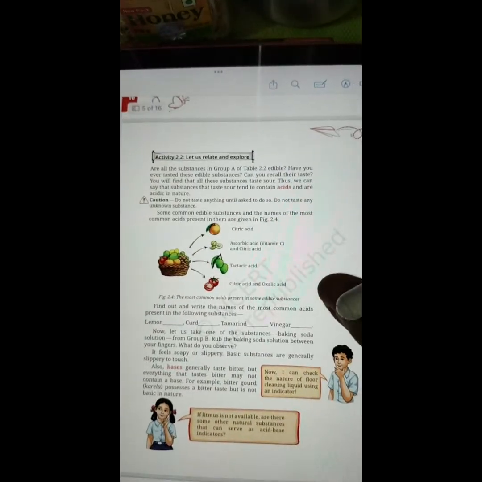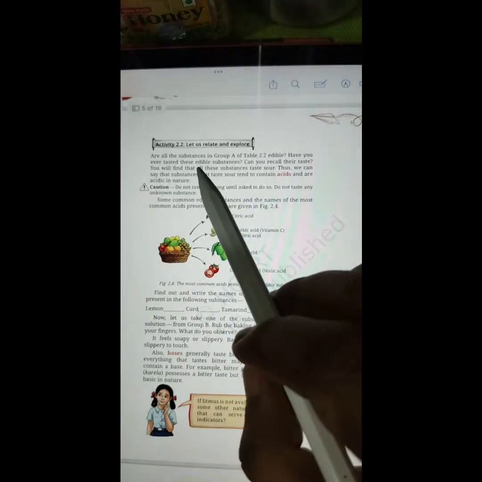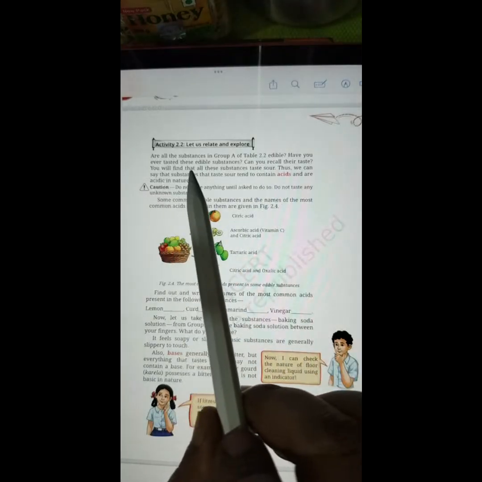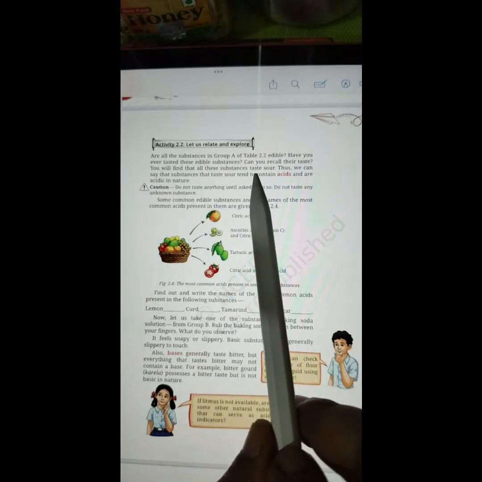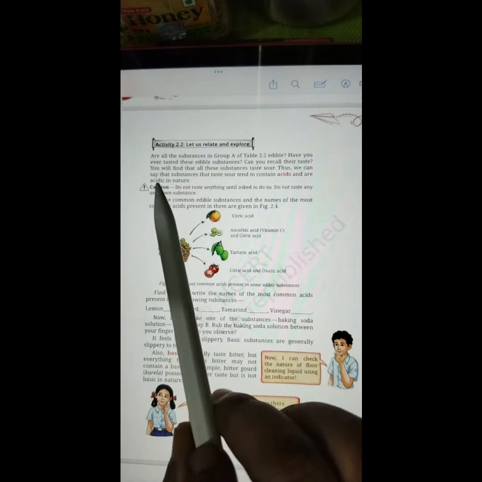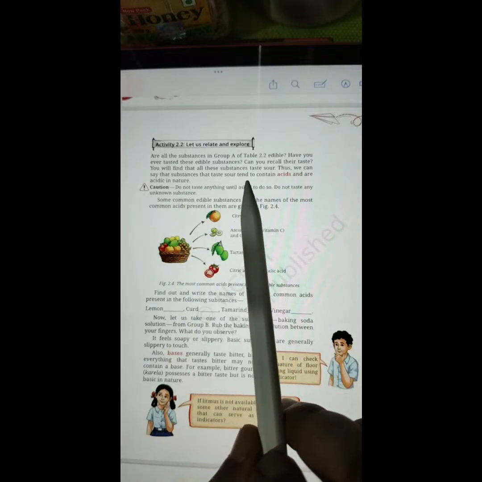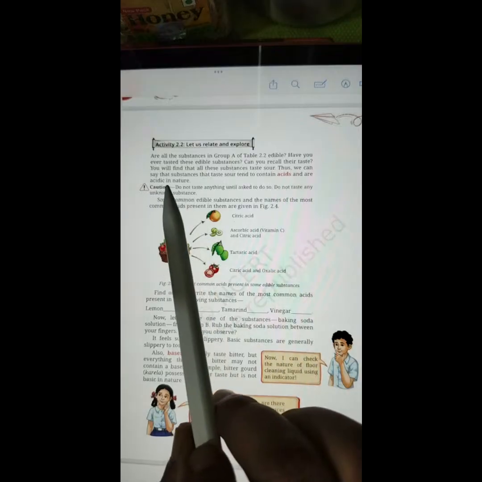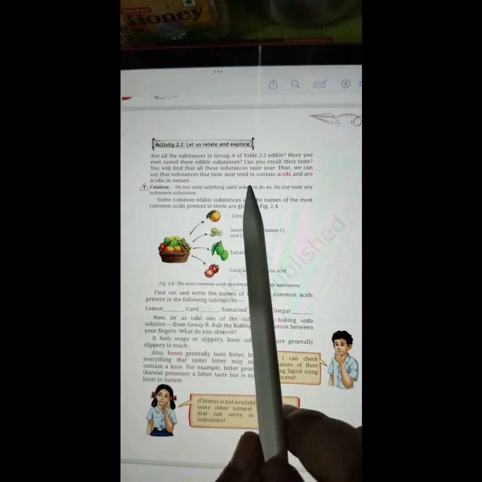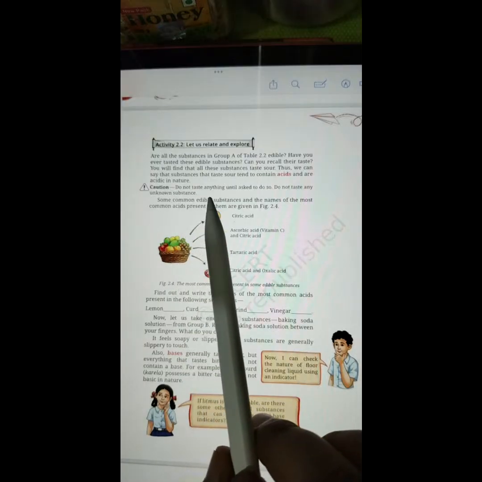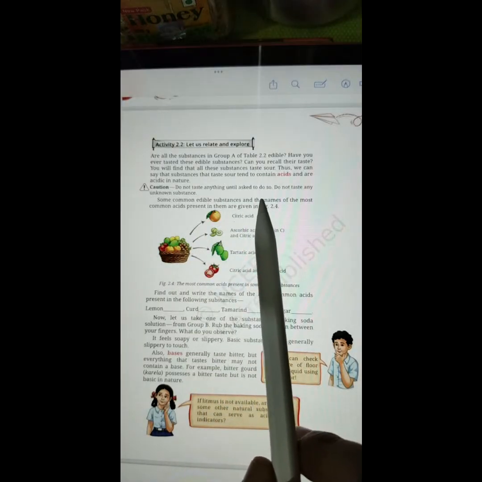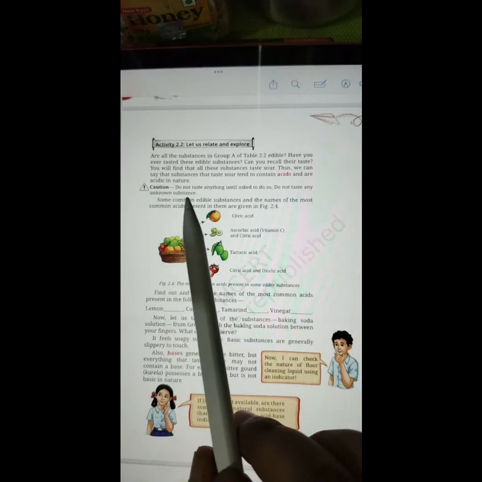Activity 2.2. Let us relate and explore. Are all the substances in Group A of Table 2.2 edible? Have you ever tasted these edible substances? Can you recall their taste? You will find that all these substances taste sour. Thus, we can say that all substances that taste sour tend to contain acids and are acidic in nature.